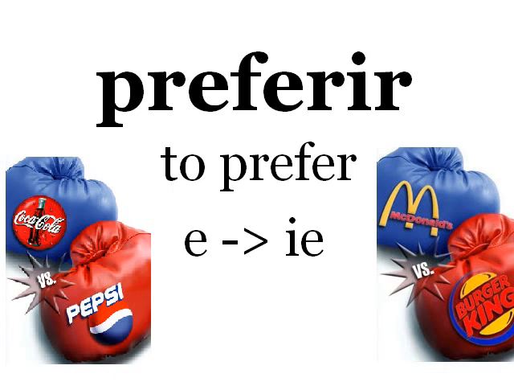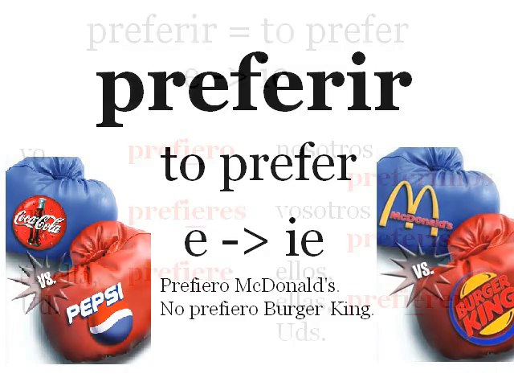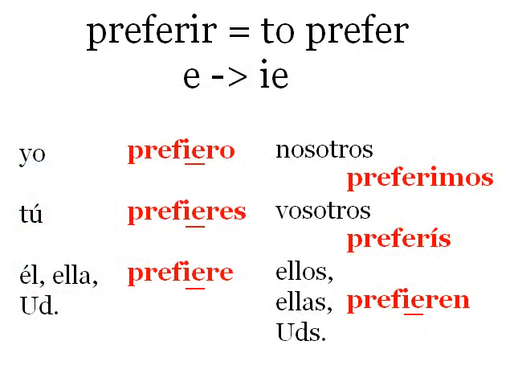The letter E in the stem changes to IE in all forms except for nosotros and vosotros. Preferir, to prefer. Repita, preferir. Prefiero McDonald's. No prefiero Burger King. I prefer McDonald's. I do not prefer Burger King. Now we will go over the conjugations for preferir in the present tense.